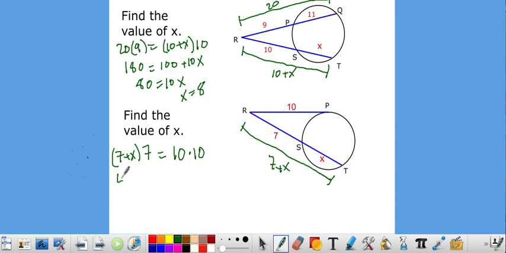Distribute in, 49 plus 7x, sorry, is equal to 100. Subtract 49, 7x is equal to 51. Divide by 7, you get 51 over 7. If you want to round that, you can. You're going to get 7 point something. But that's the game here. Entire length times the outside. And if it's a tangent, it's just outside times outside.